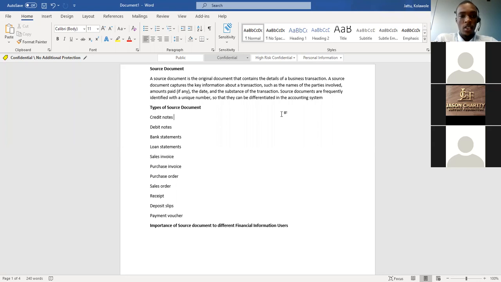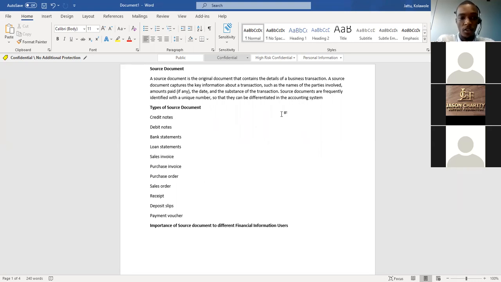Well, so to save us the time, a source document is the original document that contains details of business transaction. That is, it is a document that details all the transactions that an entity engaged in during a financial year. So that is, it contains those information that has to do with the names of the entities or parties involved, the date, the substance of the transaction, the amount involved, and all. It's just that document that serves as the evidence of every transaction that an entity engaged in during a financial year.